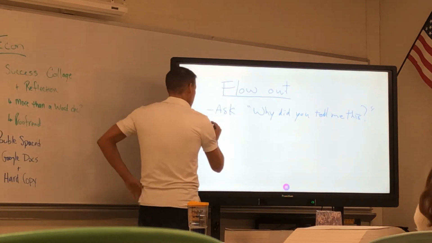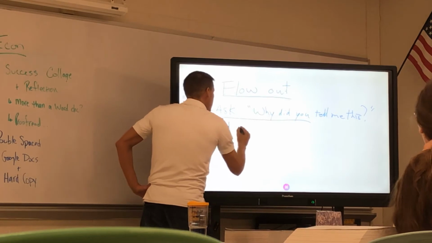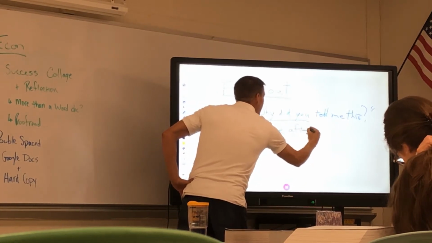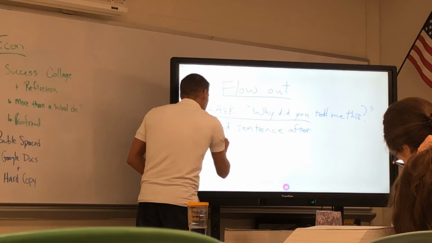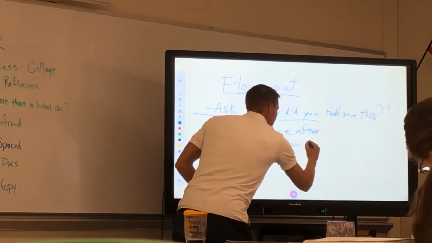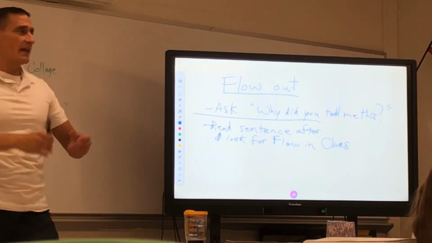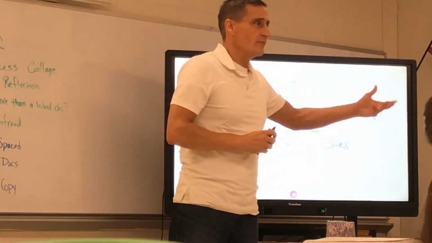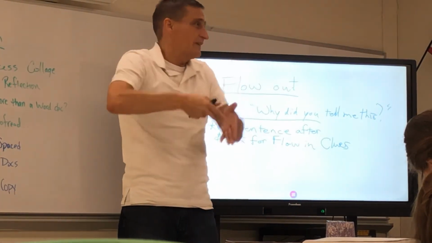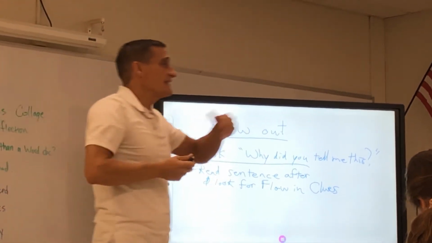And one last thing. Read the sentence after. Read the sentence that's proposed to come after, and look for, guess what? Look for flow-in clues. Because what if the sentence after says, these new inventions have done whatever, like, oh, that's a clue about what should be in front. And if my proposed sentence isn't talking about new inventions, I shouldn't put it here. Does that make sense?